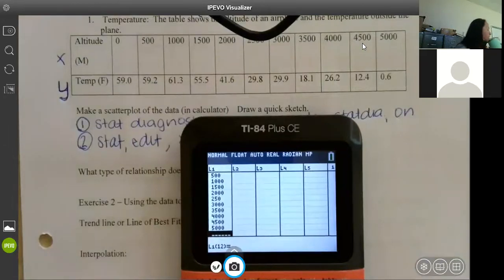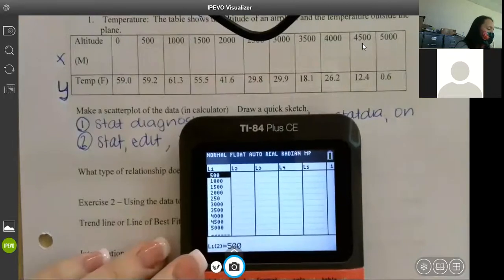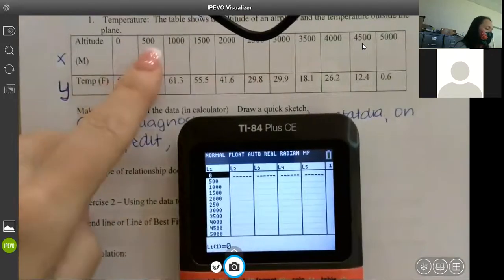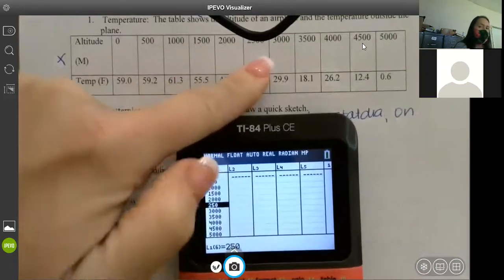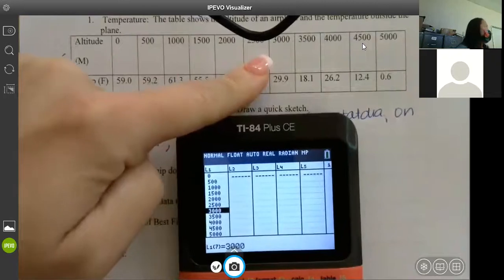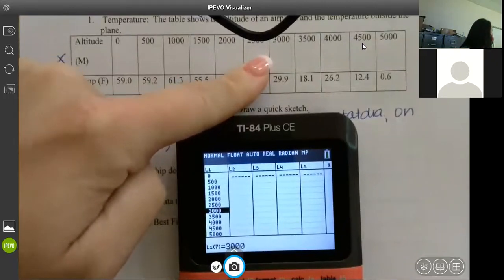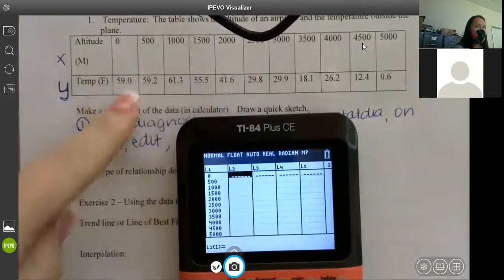I'm going to show you something. If you guys look, I take 1 second and go back over my L1 to make sure it's okay. 0, 500, 1,000, 1,500, 2,000. Oh, look, I screwed up. So I got to fix that. It's got to be 2,500. So I just type over it. Very good.